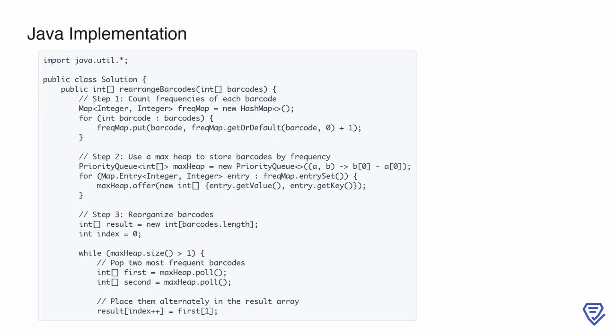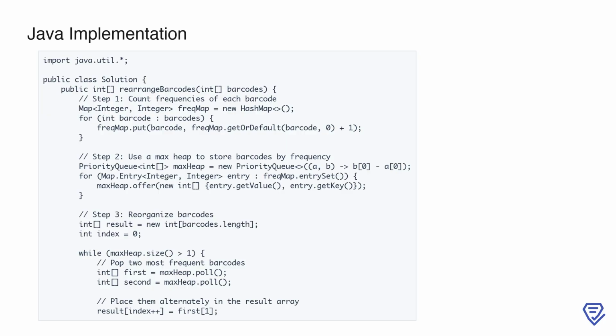The goal is to rearrange the barcodes so that no two adjacent elements are the same. First, we count the frequency of each barcode using a hash map. This allows us to track how many times each barcode appears in the input array. Next, we utilize a max heap, implemented with a priority queue, to store the barcodes along with their frequencies. The heap is sorted in descending order of frequency to ensure that the most frequent barcodes are processed first.